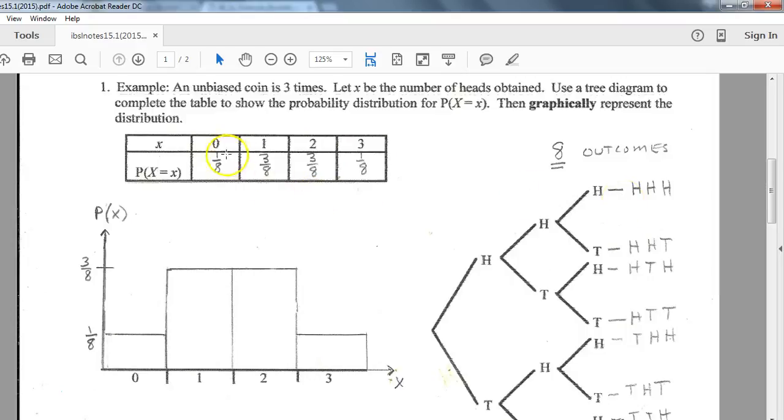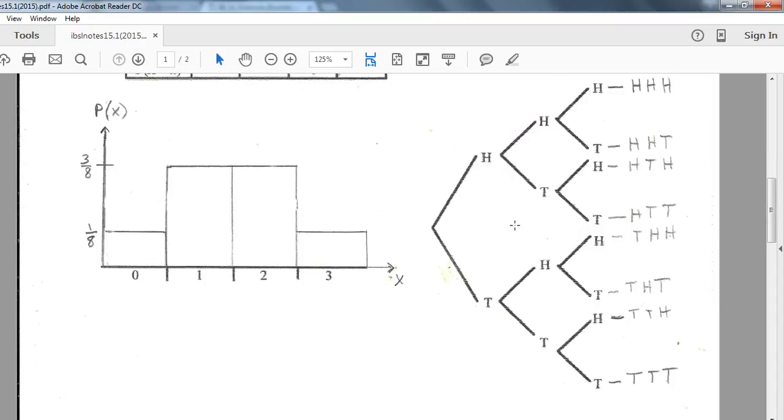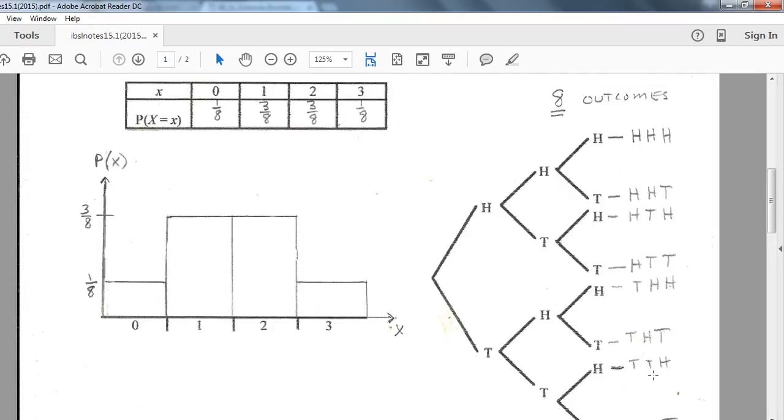So look at the number of ways I could get 0 heads. Well, if I look at those 8 outcomes, 1 out of the 8 is a case with no heads in it. And so that's what we put in there for the probability of 0 heads: 1 out of 8.